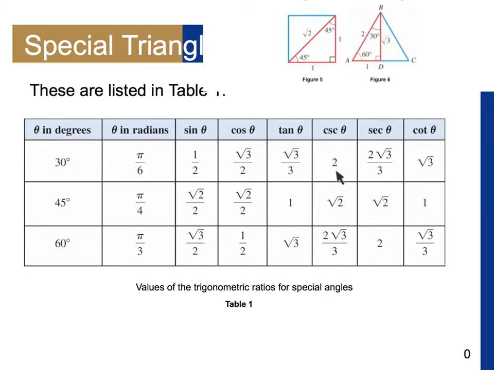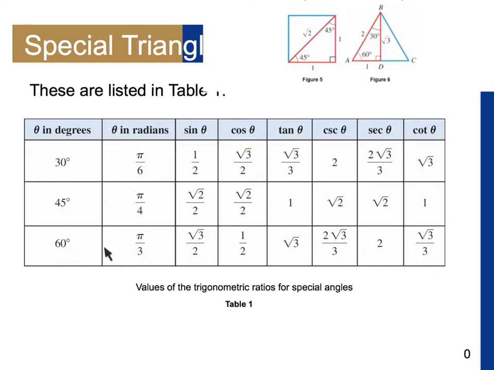Cosecant, remember, is just 1 over 1/2, which is 2. Secant of theta is 1 over cosine of theta, which is 2 over square root of 3. So we just multiply the top and the bottom times square root of 3 to rationalize the denominator. And then remember, tangent was 1 over square root of 3, so cotangent is square root of 3 over 1. Okay, so that's 30 degrees.